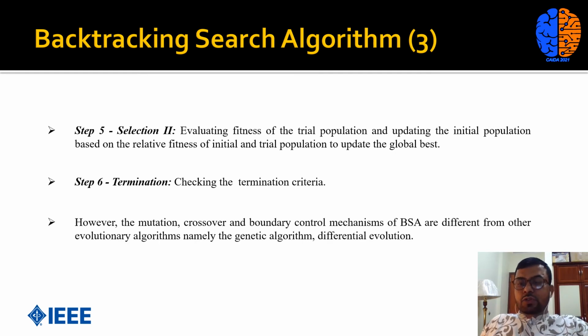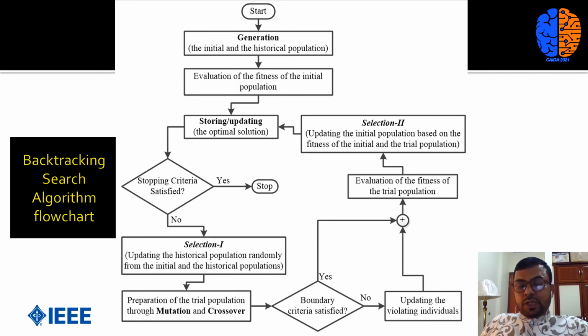It is important to mention here that the mutation, crossover and boundary control mechanism of the backtracking search algorithm are different from other evolutionary algorithms, including the genetic algorithm and differential evolution. This is the flowchart of the backtracking search algorithm, which starts with the generation of initial and historical population and ends with providing the best solution for the optimization problem under investigation.